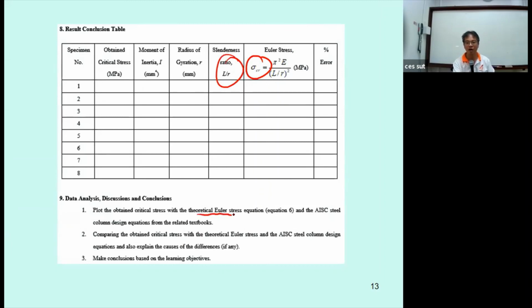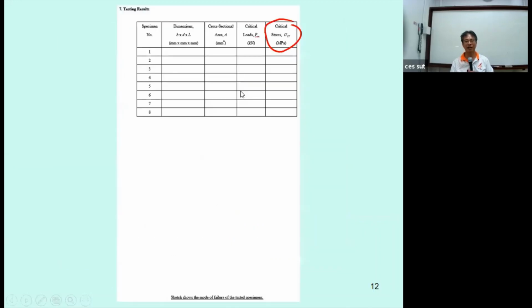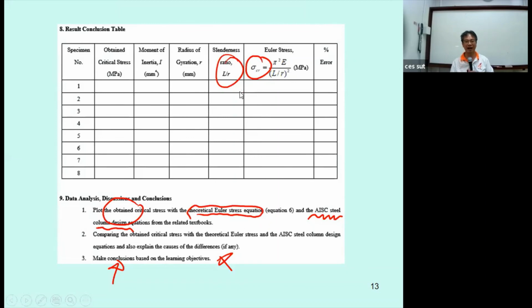One is from the theoretical Euler stress equation, one is what you obtain from the test, and one is from the AISC steel column design, and you make the discussion and the conclusion. That's all for the brief of the lab. Okay, and P' Chu Thong, our TA, will show you the testing procedure, and he will also provide you this data sheet. You make the calculation here, plot the graph, and make the data analysis, discussion and conclusion. Okay, that's all for me to lecture to you guys today.